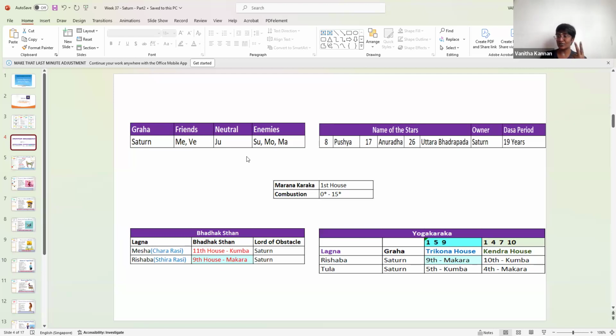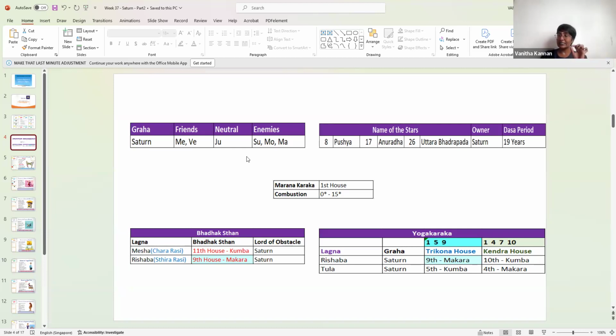Saturn owns 2 houses, right? What are they? Makara and Kumbha. For Makara and Kumbha, the 11th and the 9th, which house will come? If Mesha is the Lagna, then the 11th house is Kumbha. Mesha is the Chararasi, so the 11th house is Kumbha. And Rishaba is the Sthirarasi, so the 9th house is Makara.